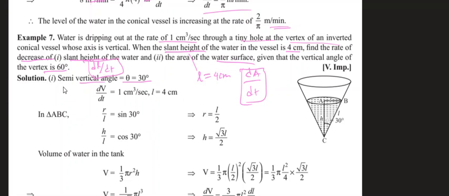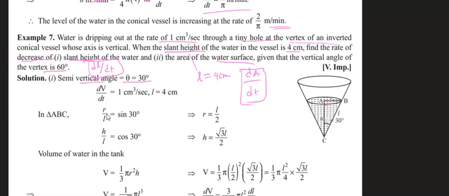Let us proceed. dV by dt, these are all given, we already noted. And you know very well that since this one is at right angle, A is a right angle, so BAC, in that case when it is 30 degree, this is H, this is L. So based on that we can find out the other measurements also. So H by L means what? H is the vertical height, is it not? And the lateral height is L, and this one is 30 degree, is it not?